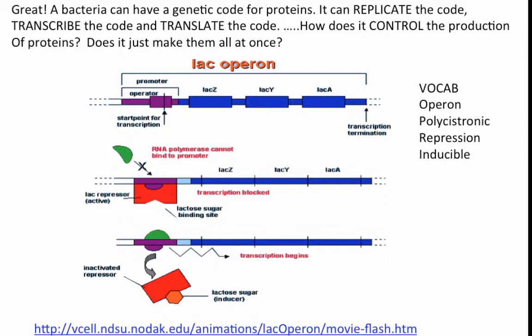How does a bacteria control what proteins get made? And the best example of this is the lac operon in E. coli. And over here I listed your vocabulary: operon, polycistronic, repression, inducible. This is a really good animation produced by VCell. Basically, an operon is genes all in a row that a bacteria will need to digest lactose in its environment.